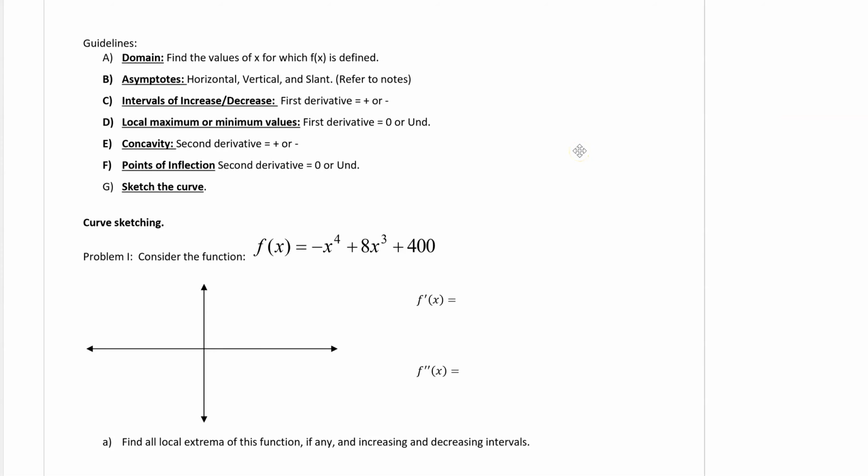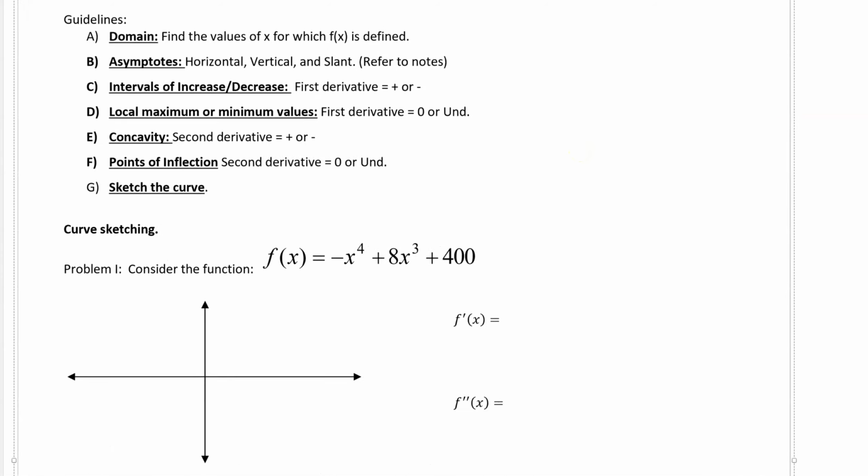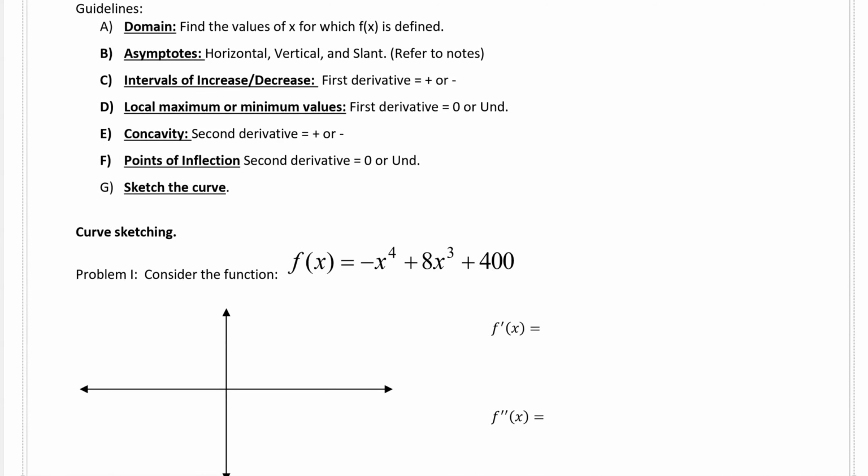So in this video, we're going to be doing some curve sketching. So we're going to go back over everything we've done with these functions. We're going to deal with polynomials in this video and rationals in a later one, and find everything we need about the function from domain and asymptotes and intervals of increase and decrease and local max and min and concavity and points of inflection. And then we're going to use all of that to sketch the curve.